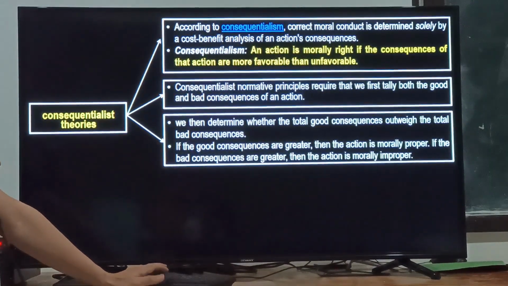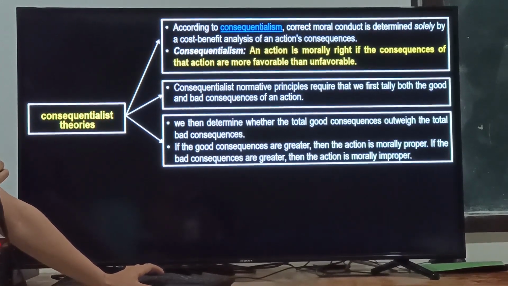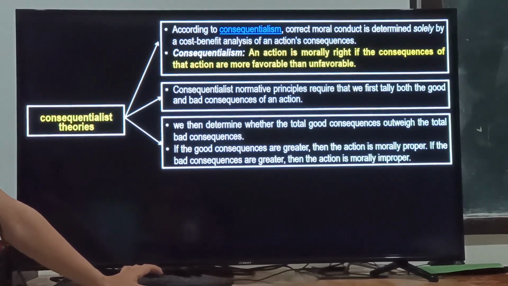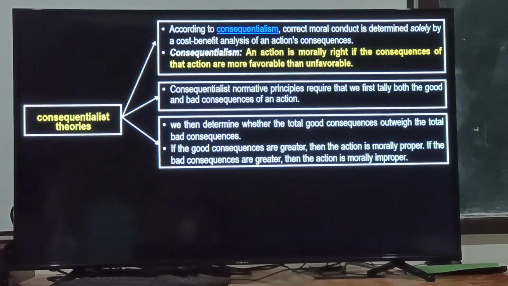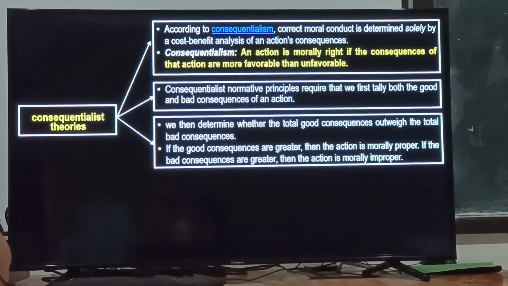We then determine whether the total good consequences outweigh the total bad consequences. If the good consequences are greater, then the action is morally proper. But if the bad consequences are greater, then the action is morally improper.